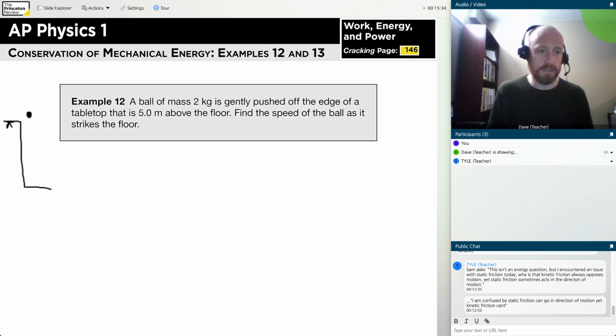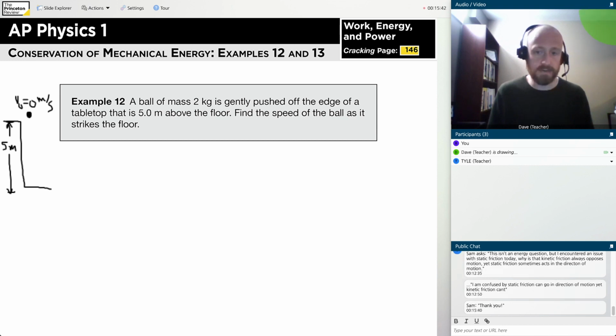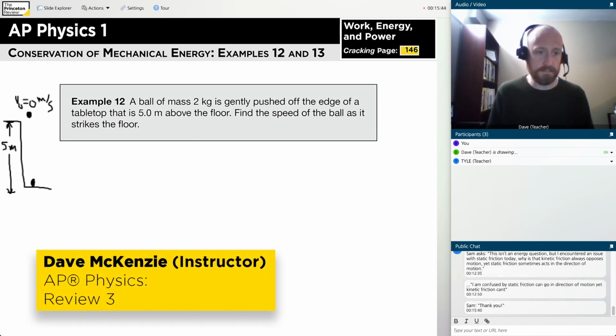So we've got this known height to fall from. Our initial speed is 0. There's this final speed we're looking for. And if energy is conserved, we can write that the sum of the initial forms of energy should balance with the sum of the later forms of energy.